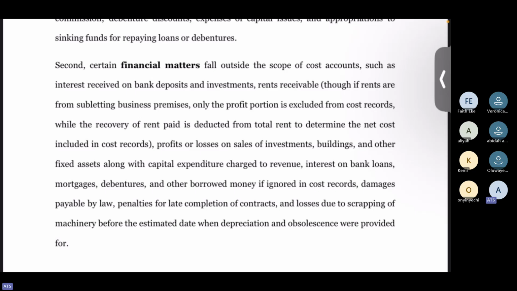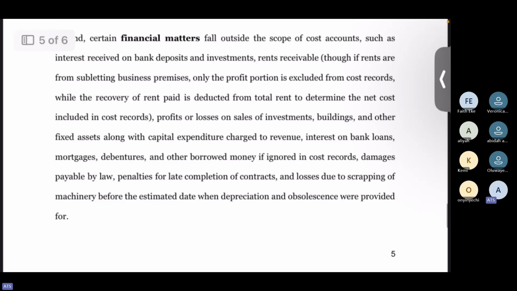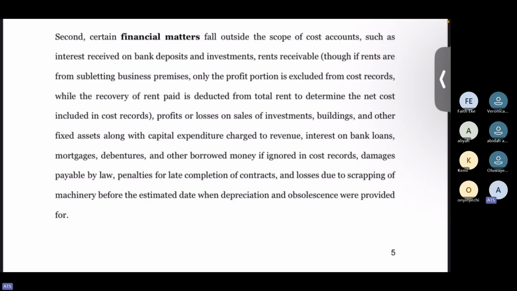In addition to that, you also have profit or loss on sale of investments, assets, and other things. So in most cases, when assets are sold, it is usually accounted for under financial accounting. They are usually ignored in cost records, right? If there are penalties that they have to pay by law, probably for breach of contract, or they are fined by the government for an offense, it's usually financial accounting that deals with all of this. So all of these have to be reconciled in the cost account because the profit is obviously going to be overstated or understated from these things that were omitted.